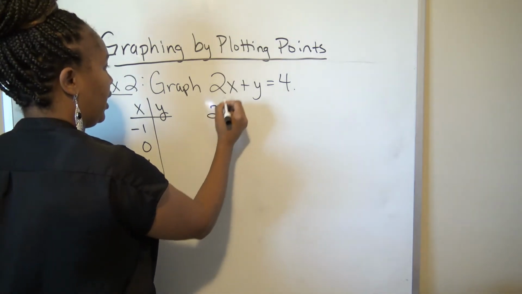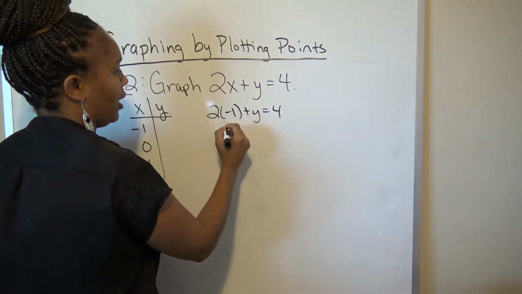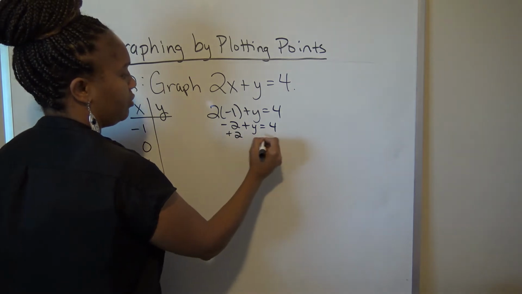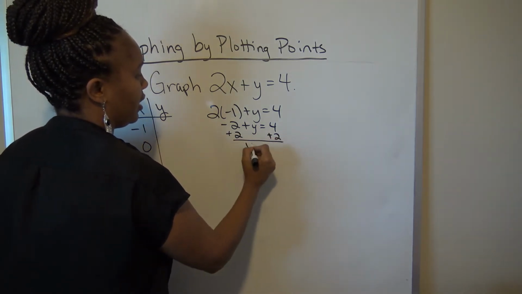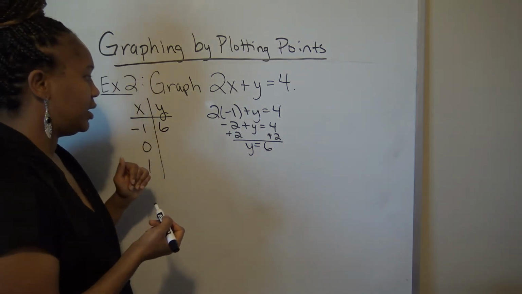So I will replace x with -1. And now I want to solve for y. So that's -2 plus y equal 4. Add 2 to both sides. That gives me y equal to 6. So that means this y value here is 6.